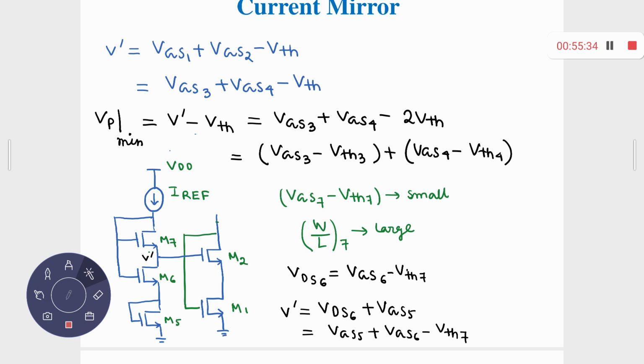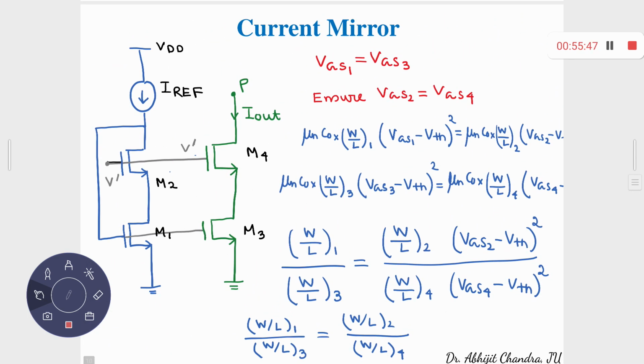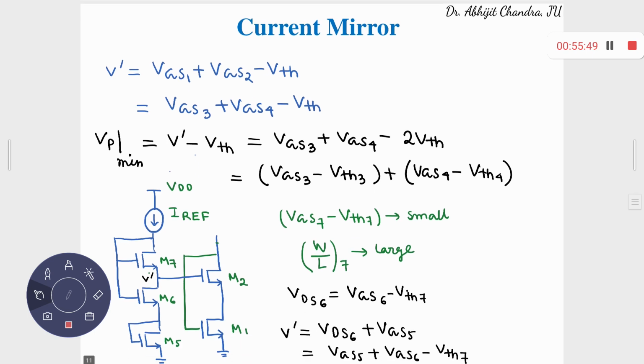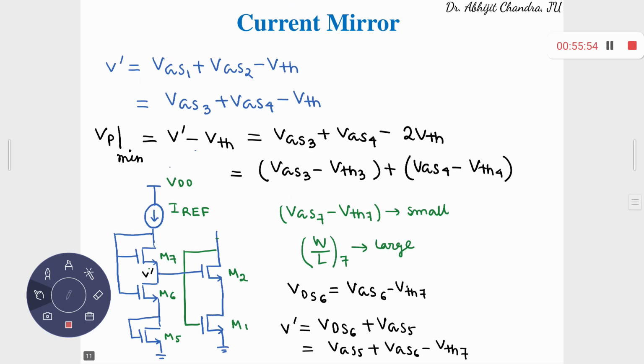MC and M will be connected after that. We are just considering the cascode circuit. That part is still there, because we are in the process of synthesizing this V dash. You have to ensure that all of them must be in saturation. M7, M6, M5 are in saturation because gate and drain are shorted together.